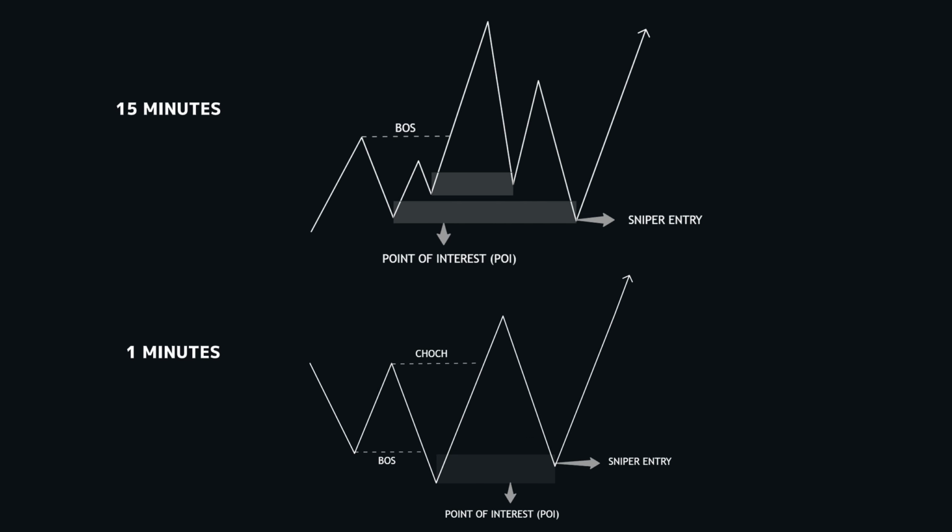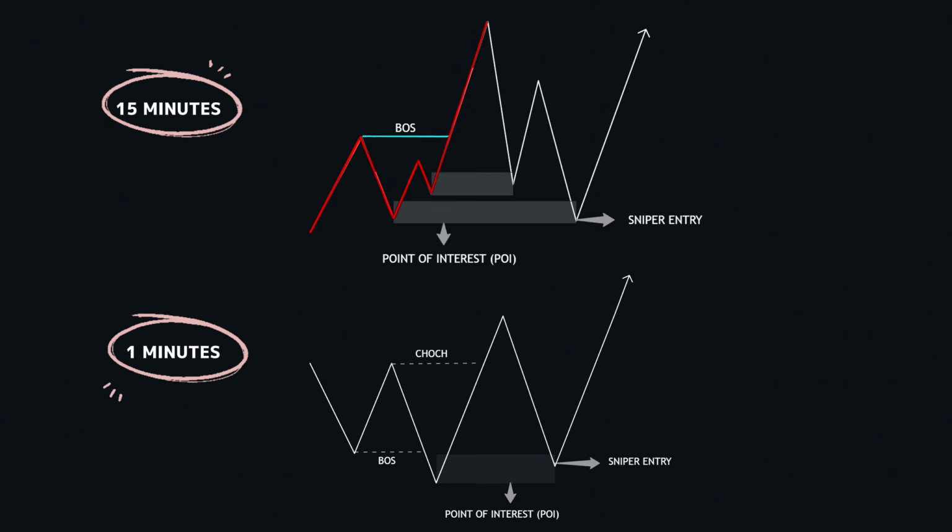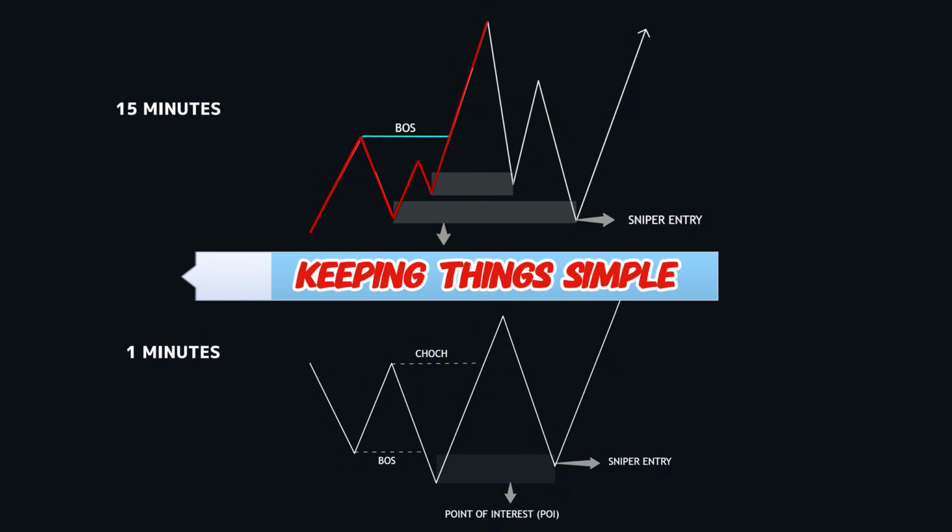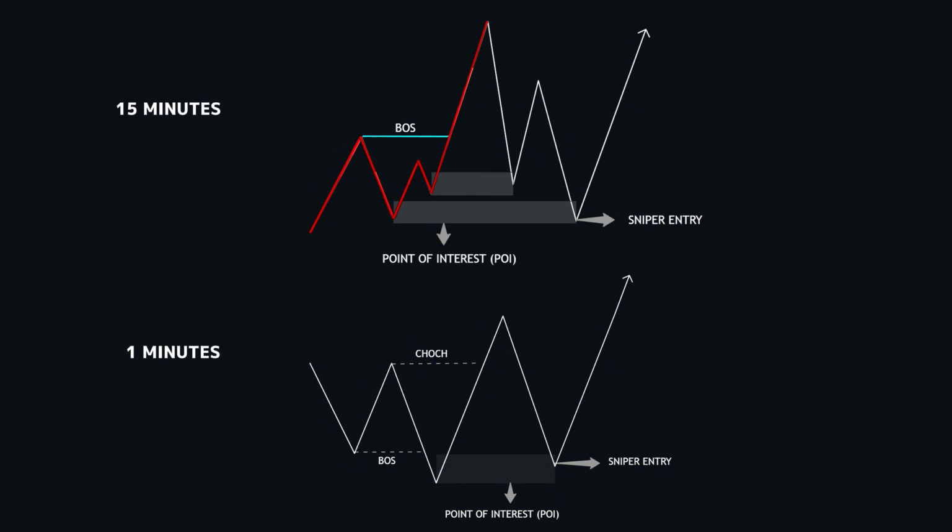Let's break it down into 3 simple steps you can use every time you trade. Step 1. Identify the break of structure. We will only use 2 time frames. The 15-minute chart will be your higher time frame. The 1-minute chart will be your lower time frame. Keeping things simple is the most important rule. When your plan is clear, you can take trades without hesitation or fear.